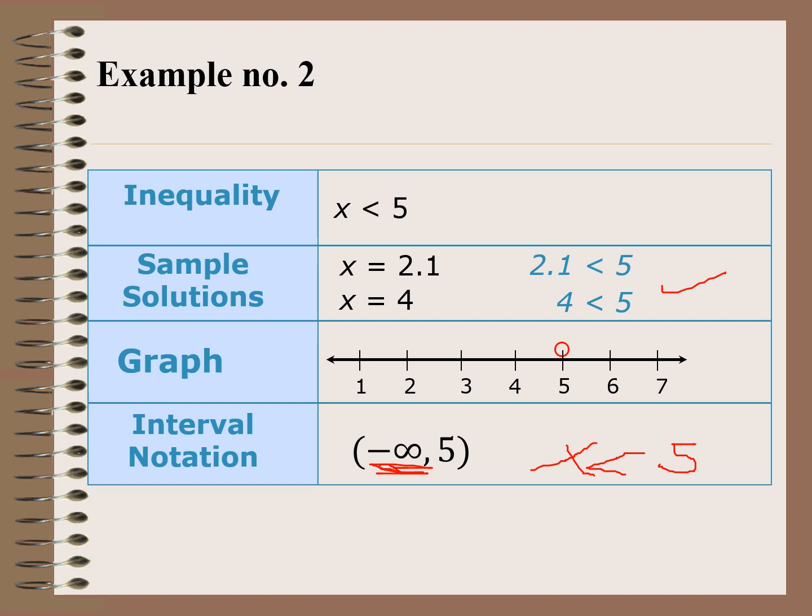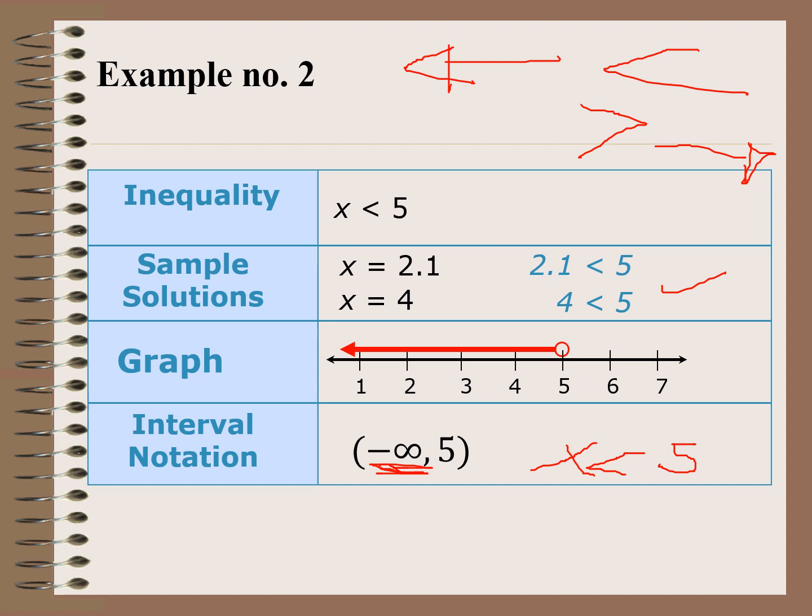And then, where is the arrow? The arrow would be to the left of 5 because it's less than. Since it's less than, the arrow should be to the left. If it is greater than, the arrow should be to the right. So that is the difference between greater than and less than.